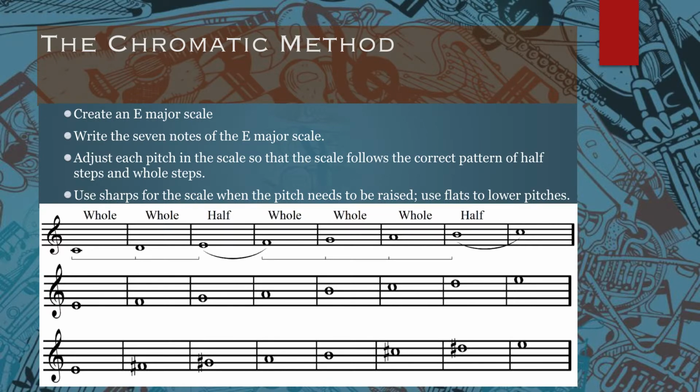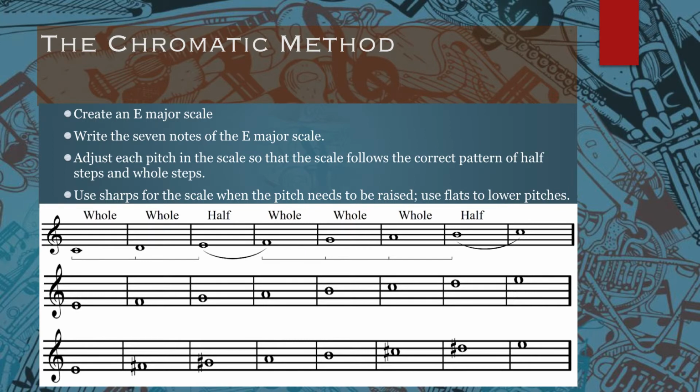We should have a whole step there. And now we need another whole step. So we go from B to C, that's a half step, so we have to raise the C a half step to make it C sharp. And then we need to move from C sharp to D, that's a half step. If you look above, it should be a whole step. So we need to make that a D sharp, and then we should have a half step between the D sharp and the E, which we do, so we can leave that alone.